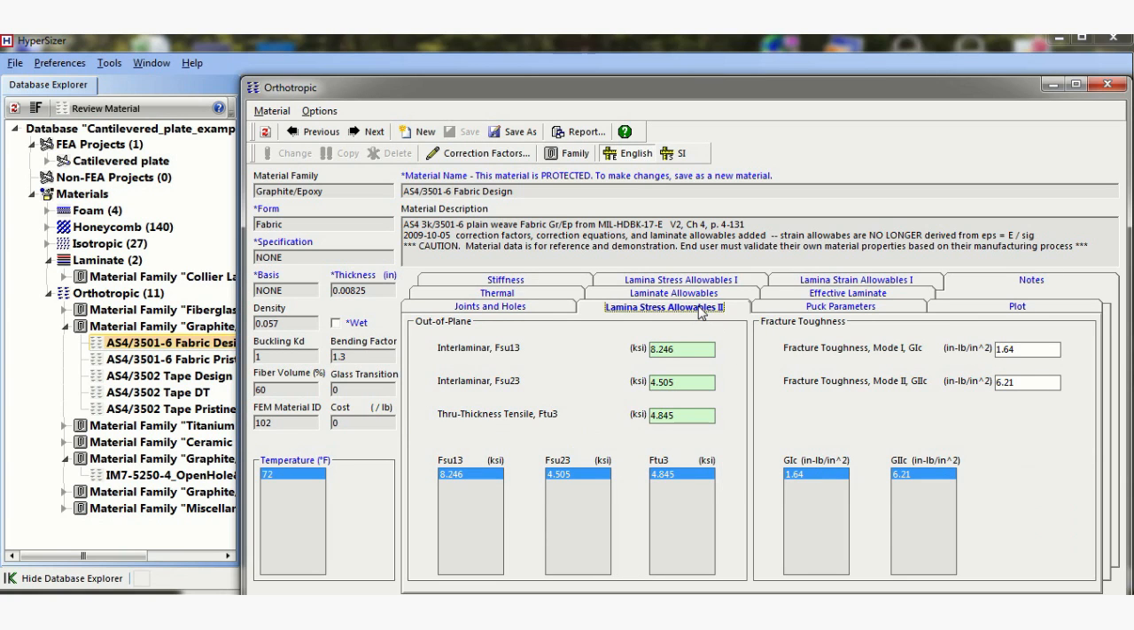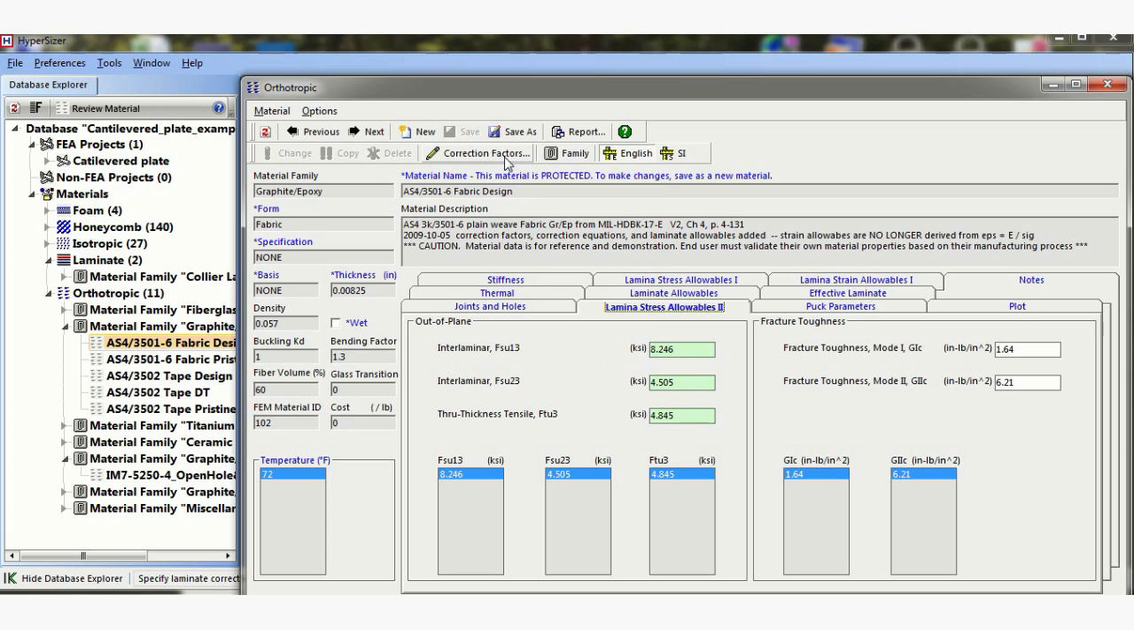And we have some out-of-plane laminar allowables. These are very important. The issue is where do you use them in the analysis? Hypersizer does do a little bit of out-of-plane analysis, but you need to be careful with how you use these. But these properties are very important when you're doing composite design.